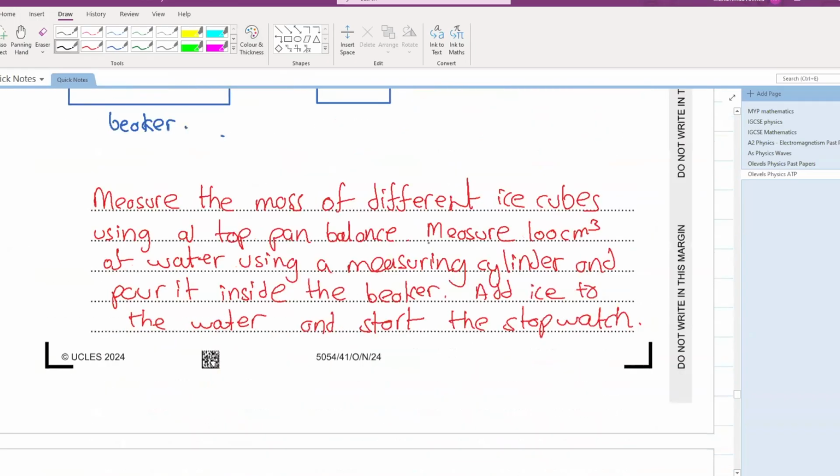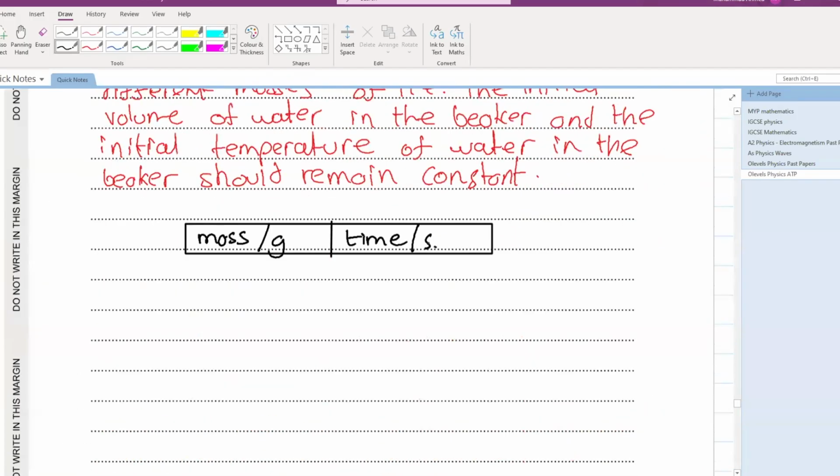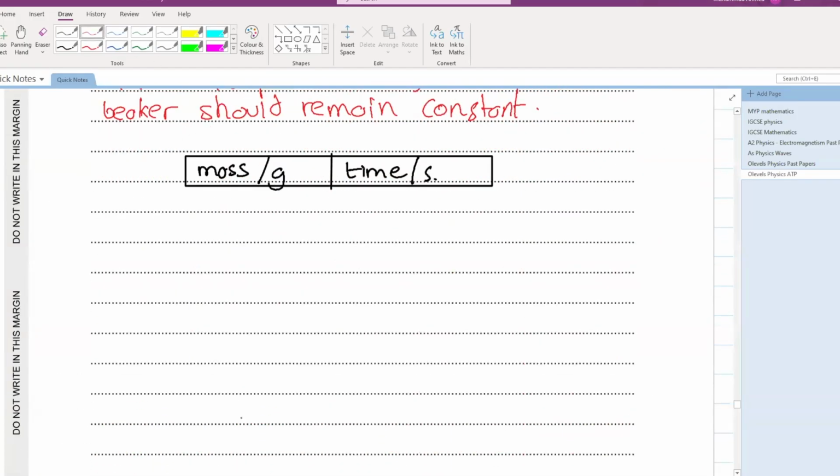Perfect. Explain how to use these readings to draw a conclusion. How will you utilize these readings to draw a conclusion? You can write two things here. You can say plot a graph. This can be your first statement. You can say plot a graph of mass against time taken to melt.